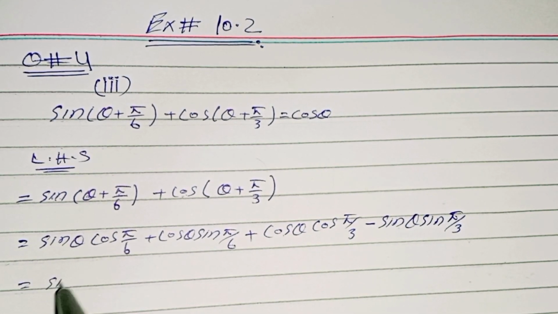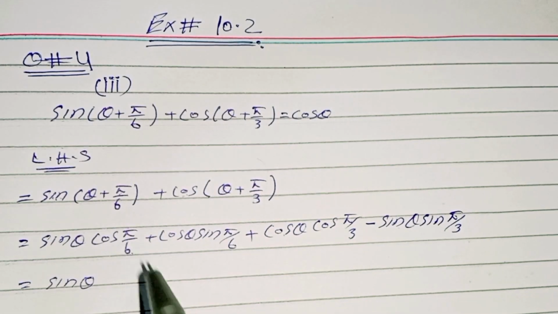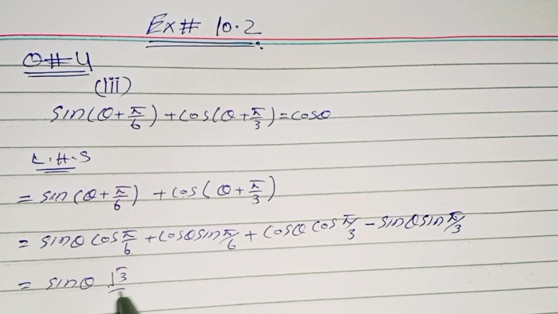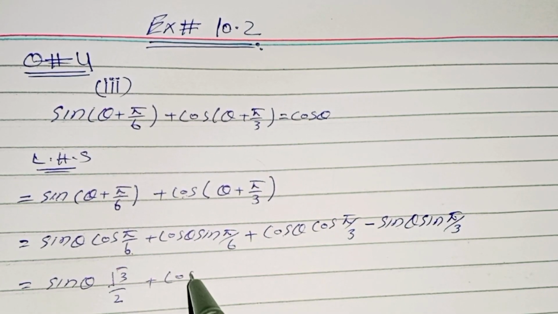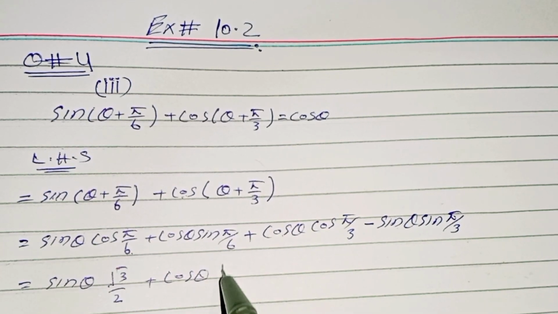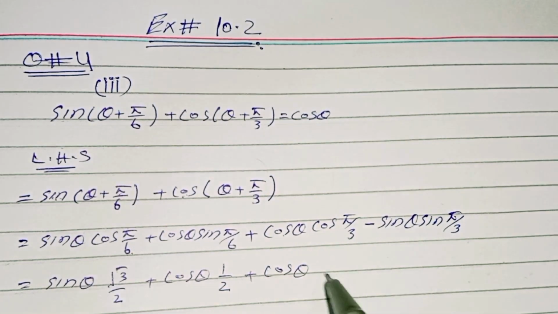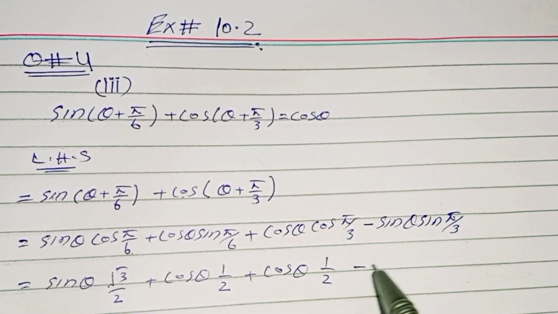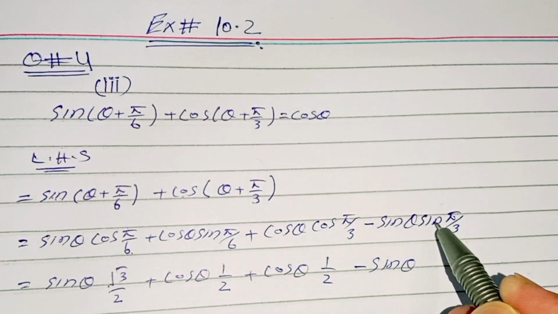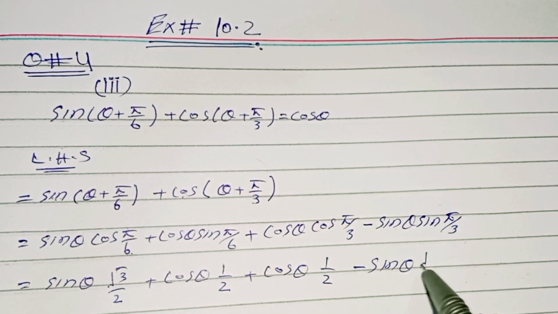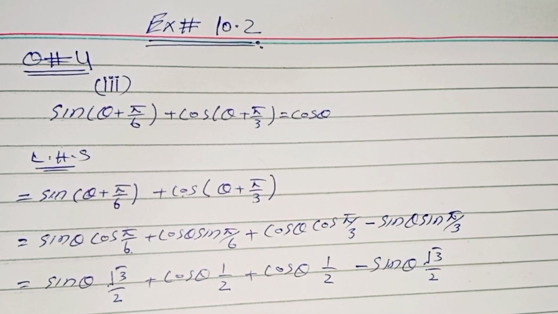We know that the value of cos pi/6 is square root 3 over 2, plus cos theta, the value of sin pi/6 is 1 by 2, cos theta cos pi/3 is equal to 1 by 2, sin theta, and sin pi/3 is equal to square root 3 over 2.